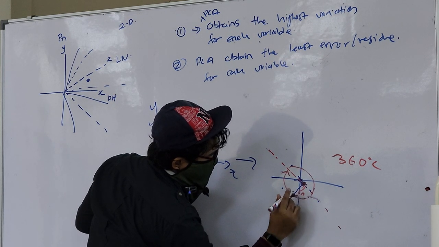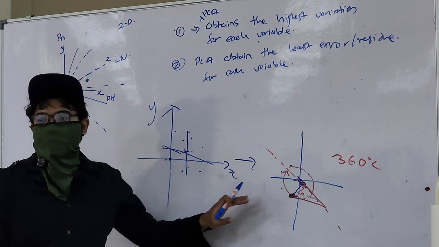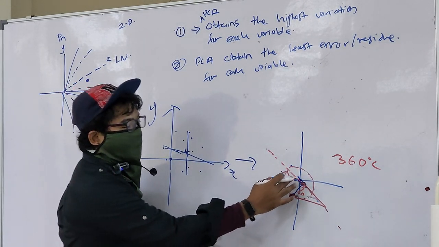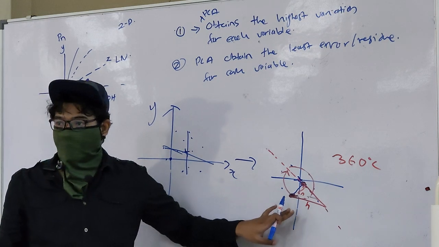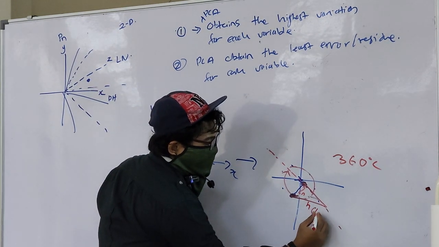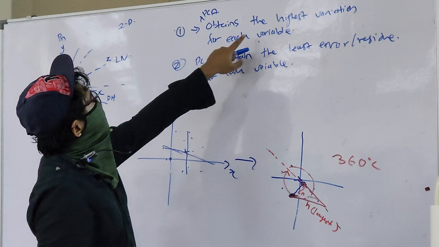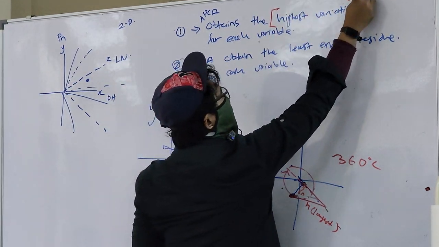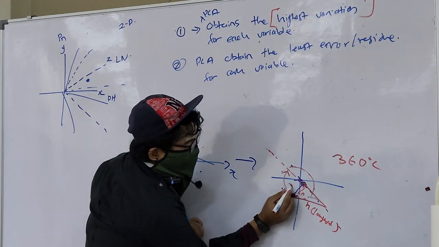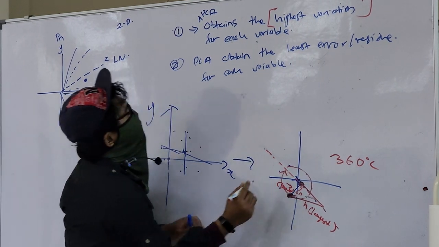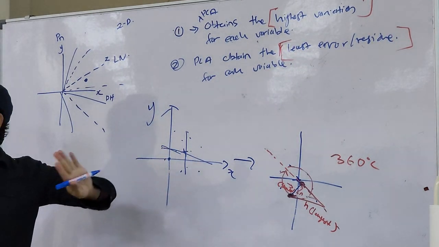Oh, maybe that's not optimum. You see, it forms a triangle. So for a given triangle, there is always a hypotenuse, and the hypotenuse is always the longest line. When it is the longest line, it will fulfill the highest variation. When there is a side which is the shortest, it will fulfill the least error or residue. Okay, that's how it's done.